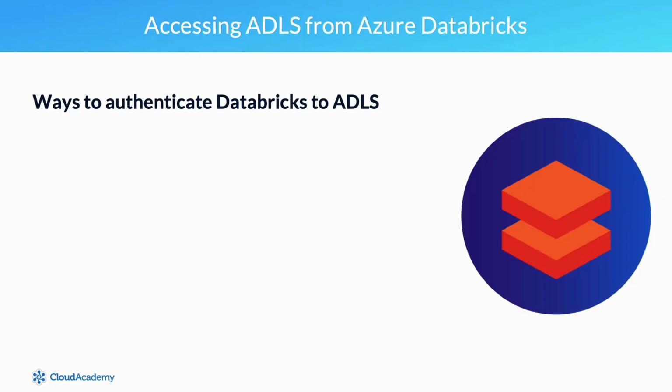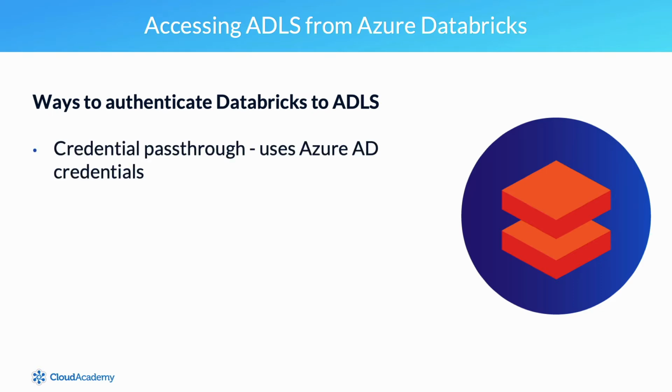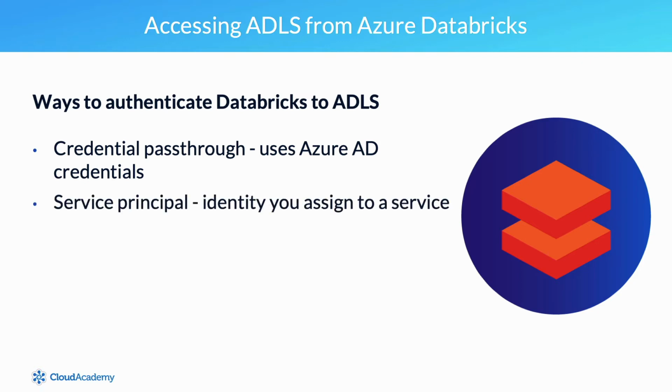There are three different ways to authenticate Databricks to ADLS. The easiest way is called credential pass-through. It lets you use your own Azure Active Directory credentials to access ADLS. The next way is to use a service principal. That's essentially an identity that you assign to a service. Then you give that identity access to ADLS.